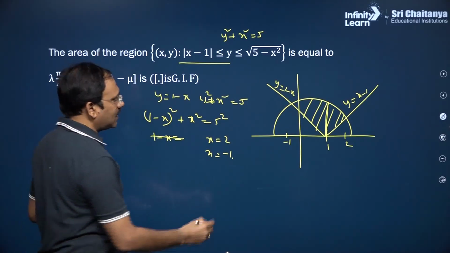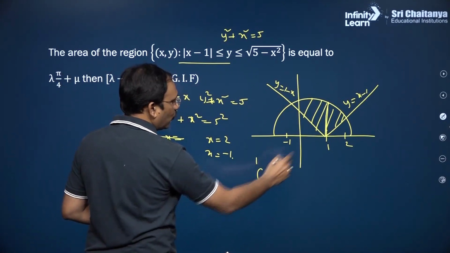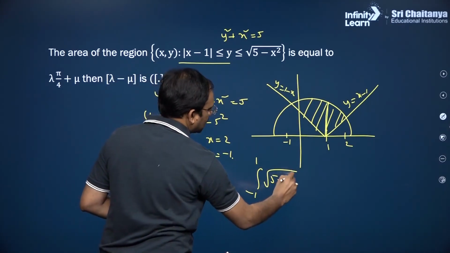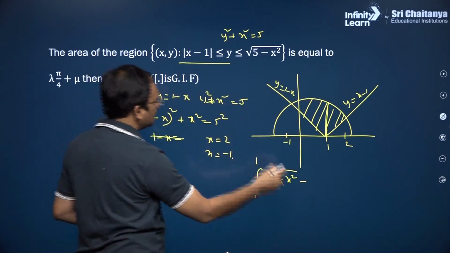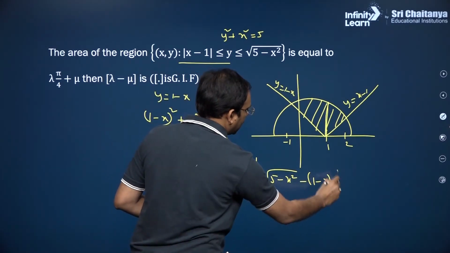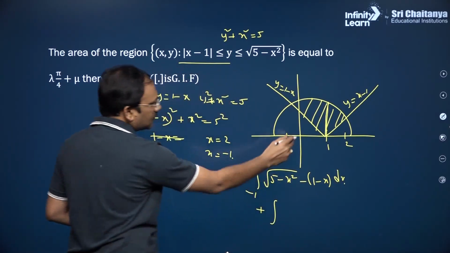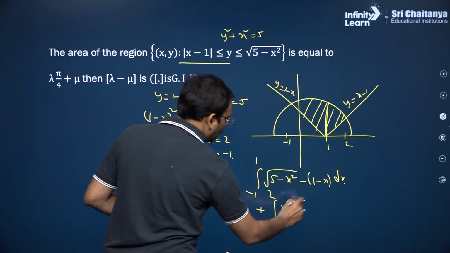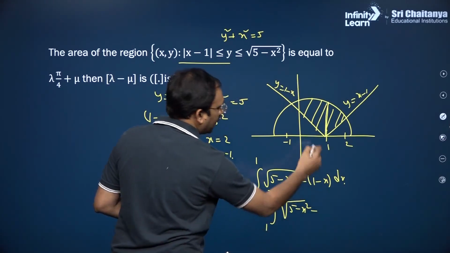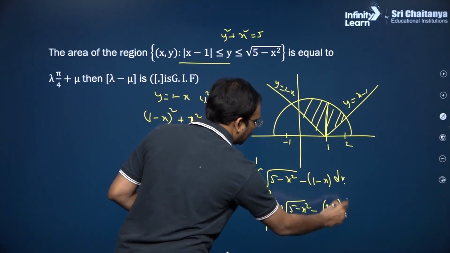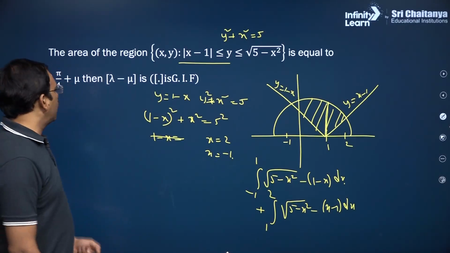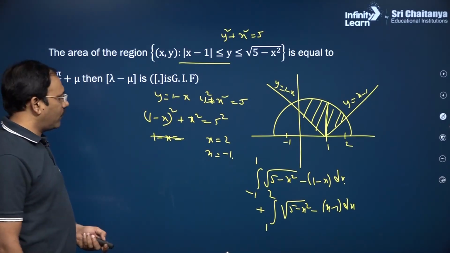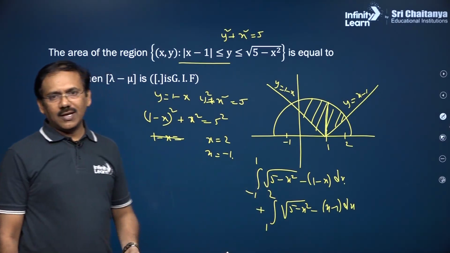So you simply apply the integral from −1 to 1, the upper curve is root of 5 − x² minus the lower curve 1 − x, dx, plus the integral from 1 to 2, the upper curve is root of 5 − x² minus the lower curve x − 1, dx, my dear friend. This is going to give you the answer. You need to simplify this in the form of lambda into pi by 4 plus mu. I think you know how to do integration of this.